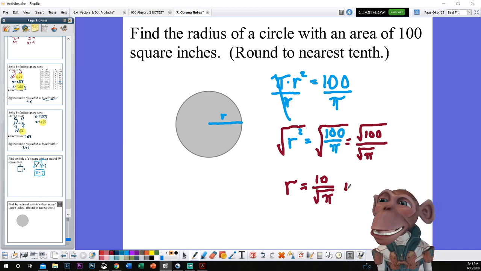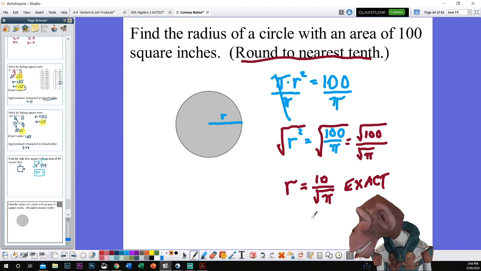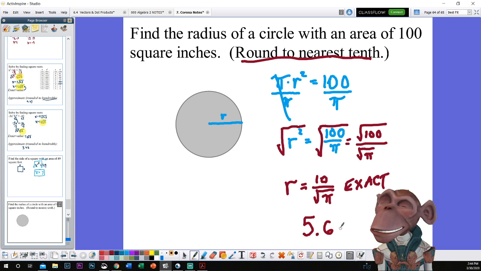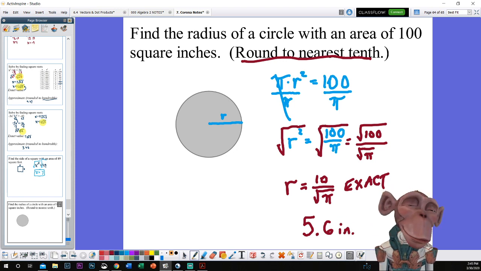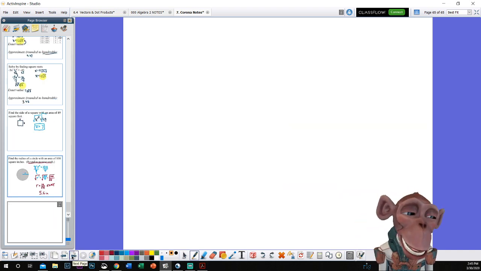So if I asked you for an exact value, that would be great. But since we said round to the nearest tenth, I'm going to go ahead and type this into the calculator. So go ahead, hit 10 divided by square root of pi. That's going to give me 5.6 if we're rounding to the nearest tenth. And it was in inches. So 5.6 inches.